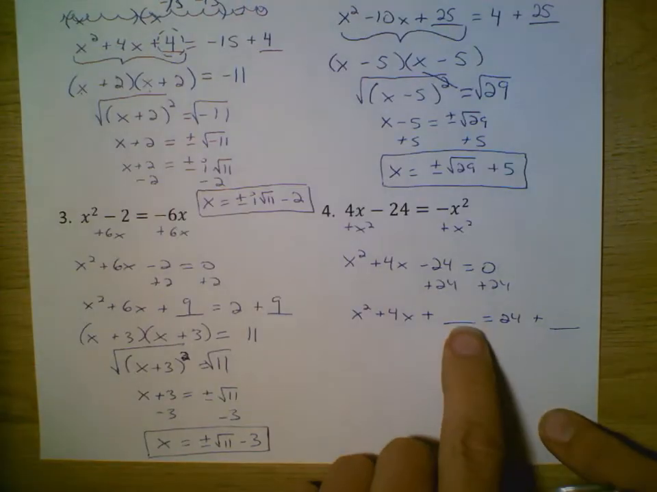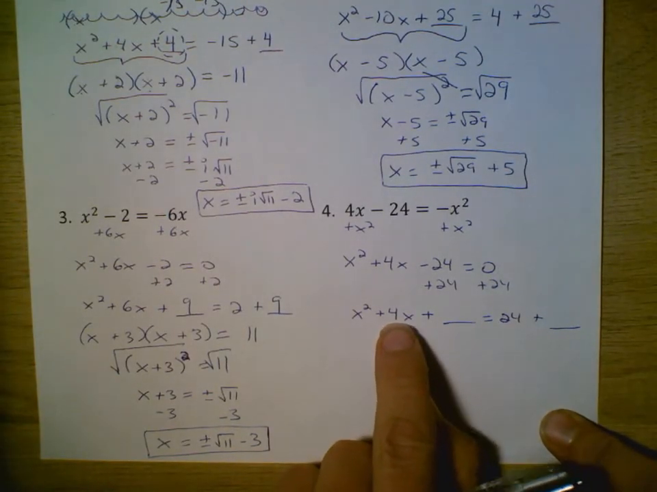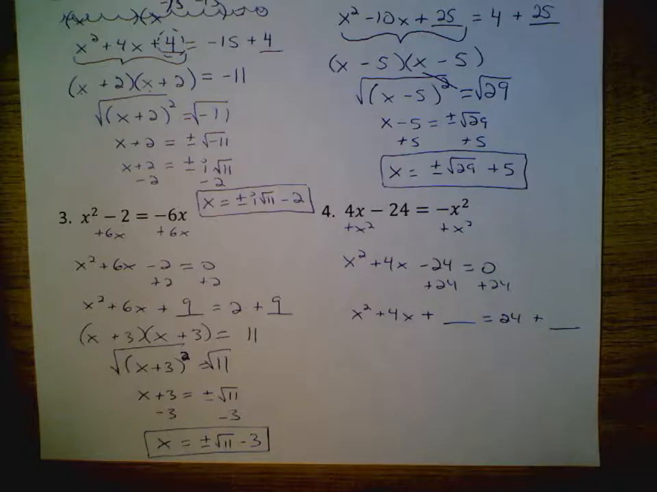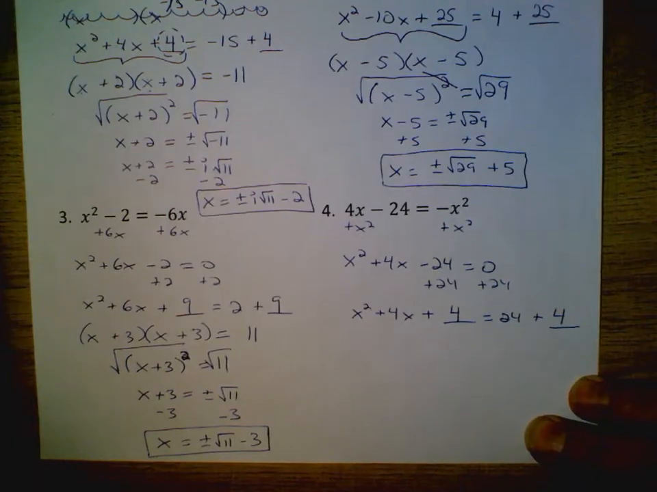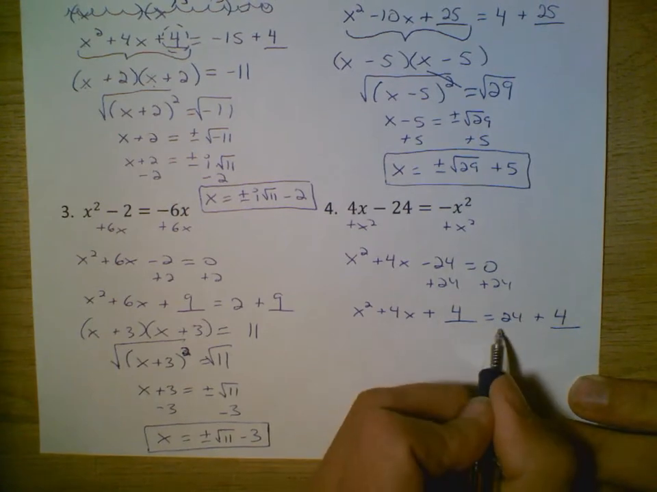And to get this number, you take half the middle. Well, half of 4 is 2. And then you just square it. Well, 2 squared is going to be 4. And then we're going to combine those.